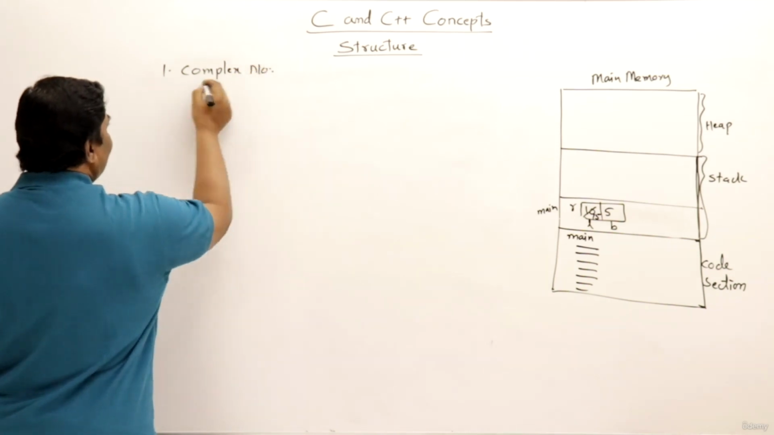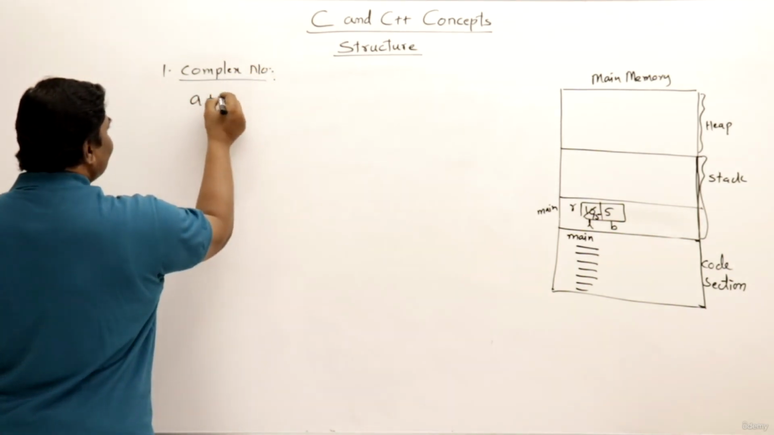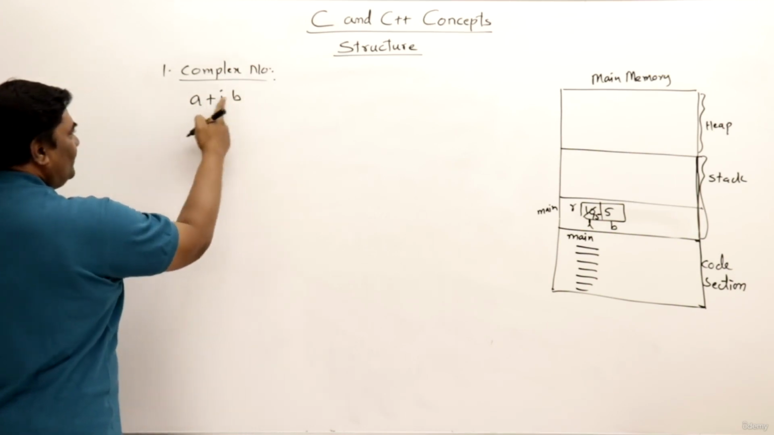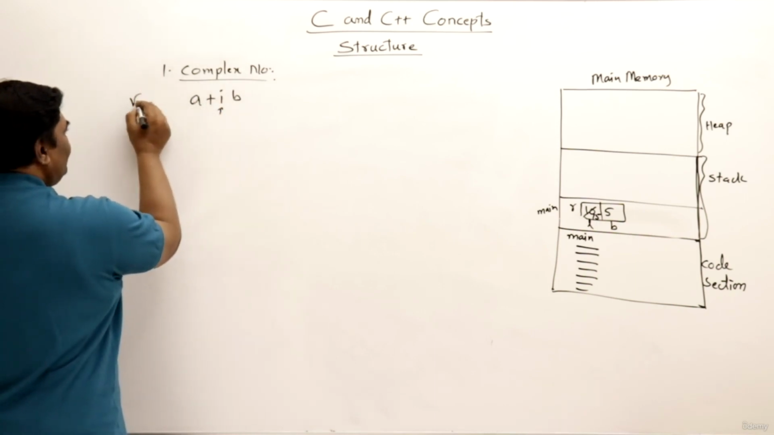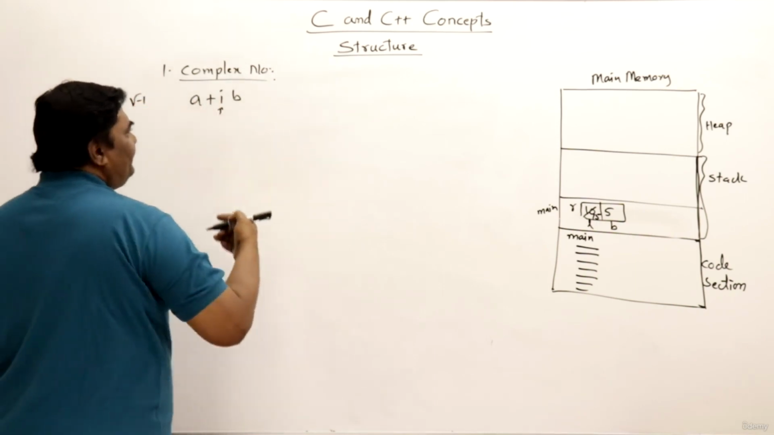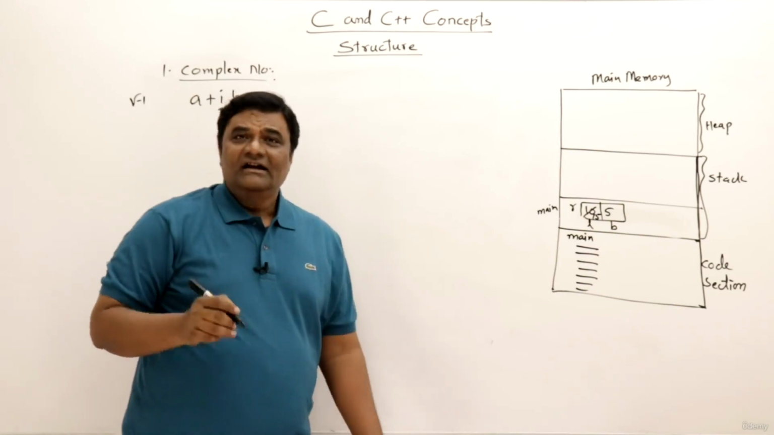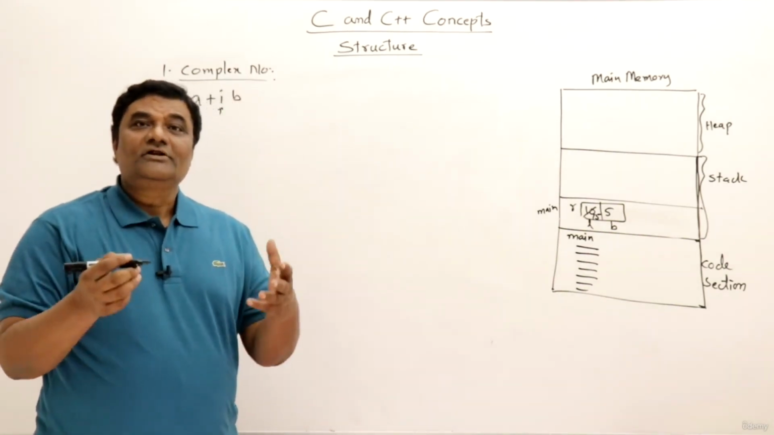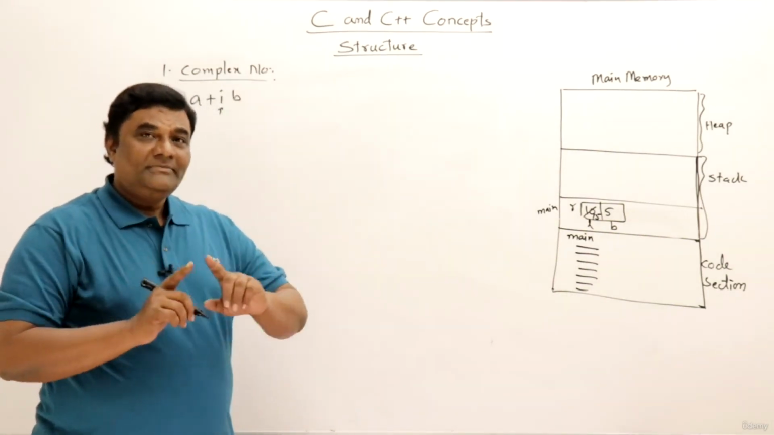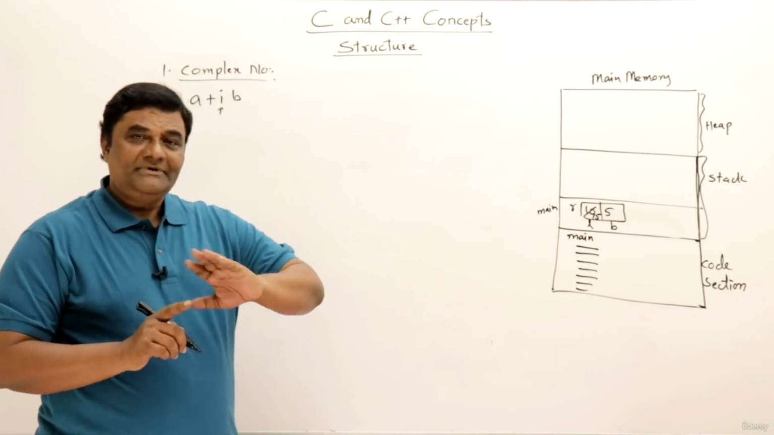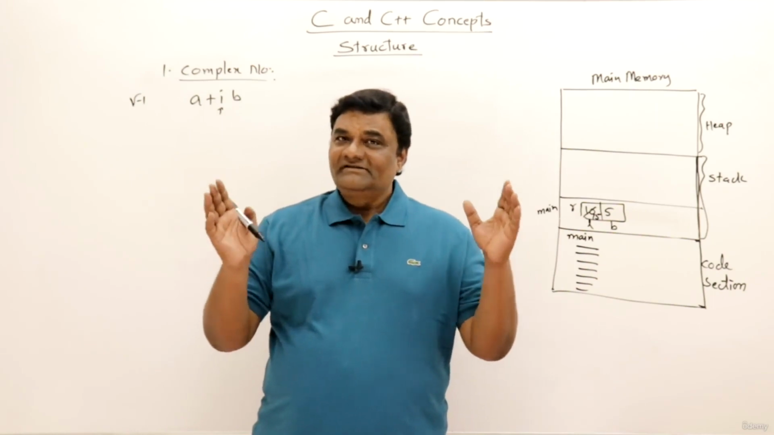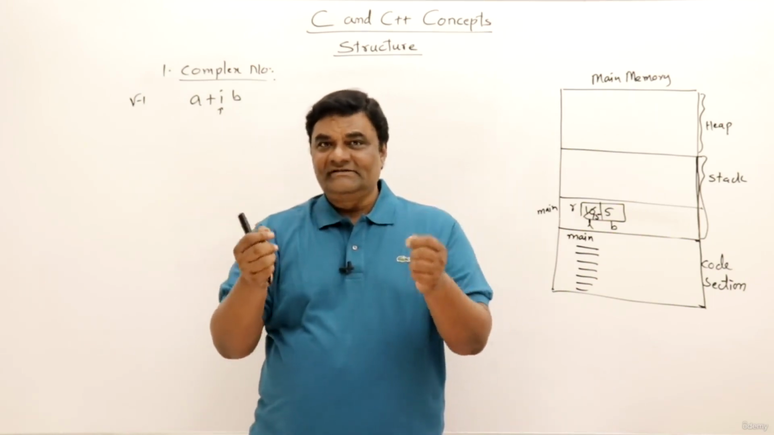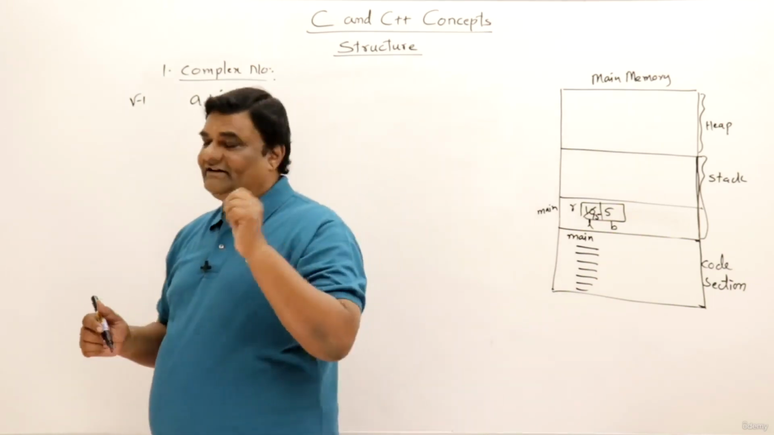A complex number in mathematics is defined in terms of a plus ib, where i is an imaginary number, and a and b are two real numbers. Here i is defined as the root of -1. If you are familiar with complex numbers, then you can understand this. Otherwise, you can Google it and find out what a complex number is. So a complex number is defined in terms of a plus ib. We need two members, a and b, so that you can group them and define a structure.